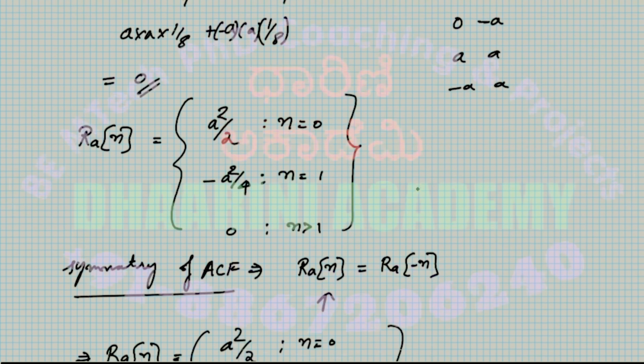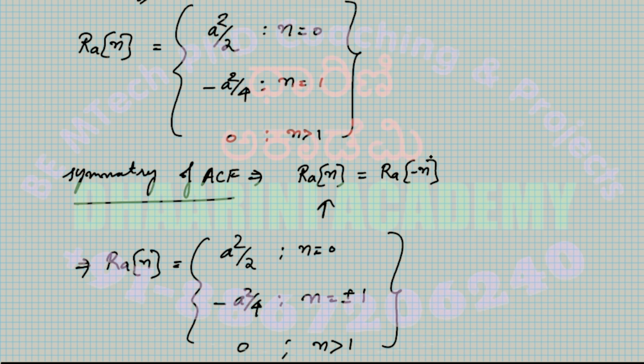Is it fine? Okay. So the summary of the autocorrelation function is like this. RA of n is equal to A square by 2 for n is 0, minus A square by 4 for n equal to 1, and 0 for n greater than 1. But only in this case we need to apply the symmetric property of ACF. That is, whenever you have a sample valid for RA of n, it is also valid for RA of minus n. That means it's symmetric. You shift to right by 1 unit, you shift to left by 1 unit, it remains the same. That is the overall big picture.